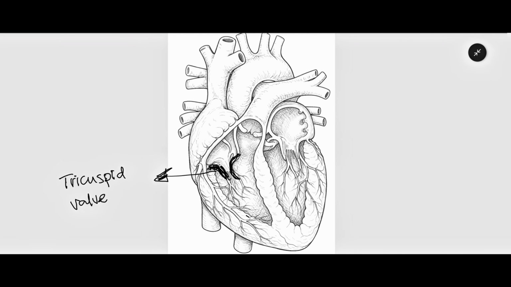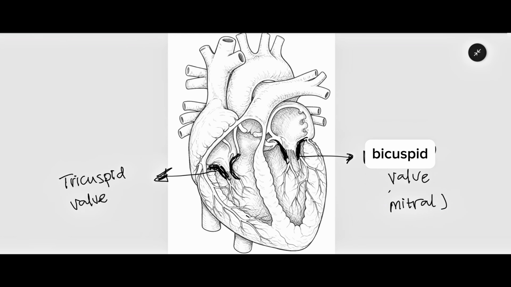And then on the left side, separating the left atrium from the left ventricle, we have something called the bicuspid valve. This is also sometimes referred to as the mitral valve, but we're just going to call it bicuspid valve.